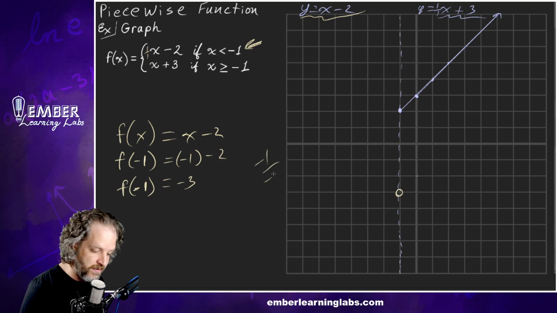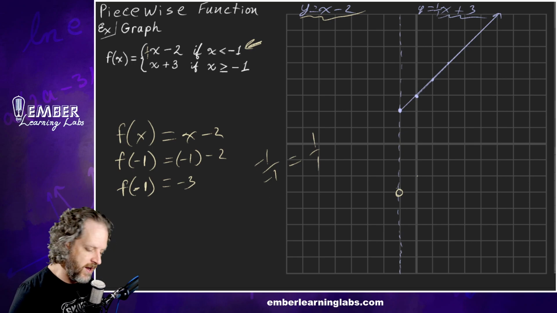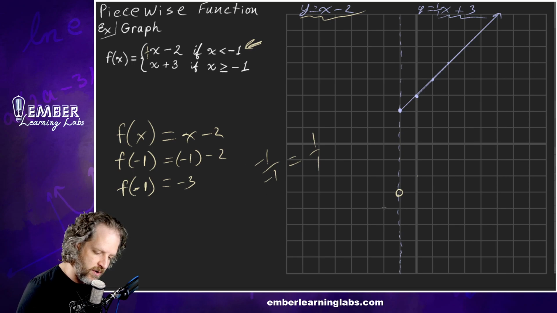It's the same number, right? Because -1 over -1 equals 1 over 1, right? If we flip both of the signs, it's the same thing, right? So that's what we're doing. So we're going down 1 and back 1, down 1 and back 1. And then we're going to connect that. And we're going to have that.